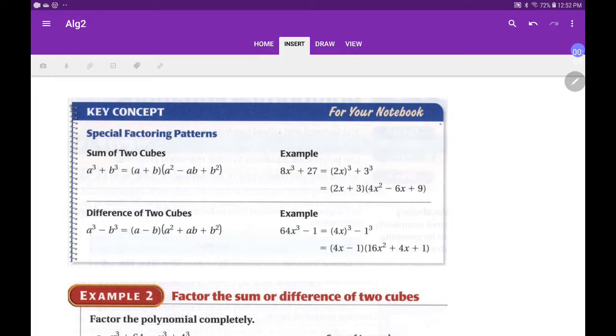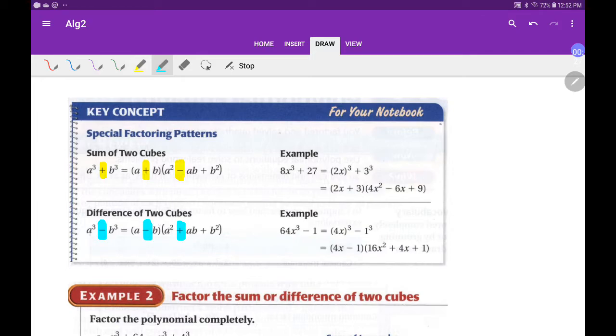Okay, so these special factoring patterns are worth memorizing. How do you know what a to the third plus b to the third is? Well, there's a formula, and we can talk about it a little bit to help you make sense of it. If it's plus, then the first term's going to be plus, and the second term's going to be negative. However, if it's negative, then the first one's going to be negative, and the second one's going to be positive. Other than that, it's the same thing.